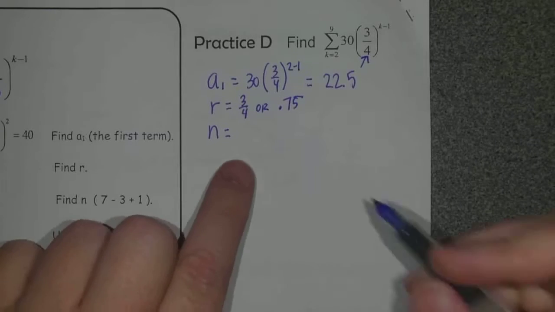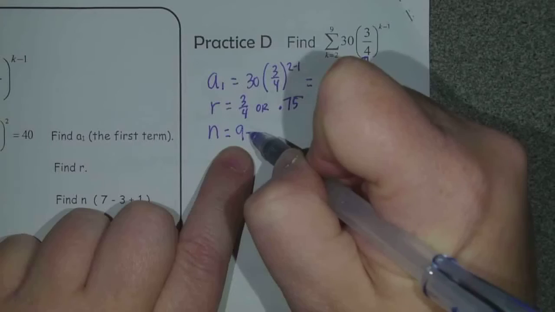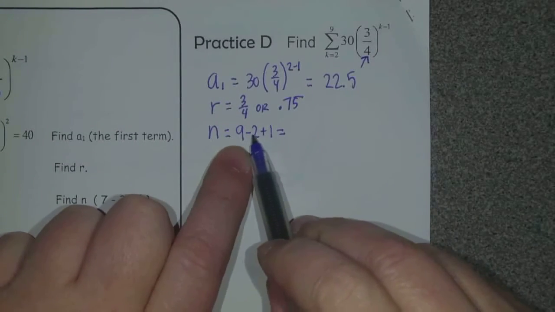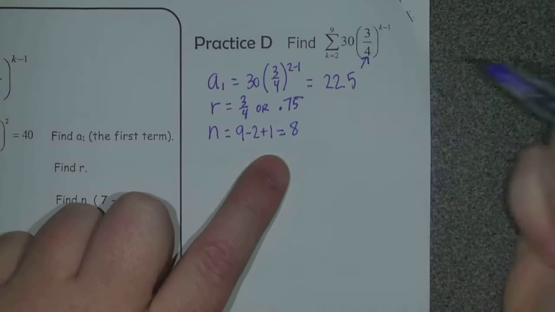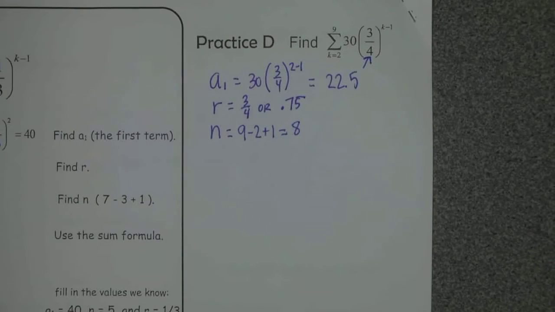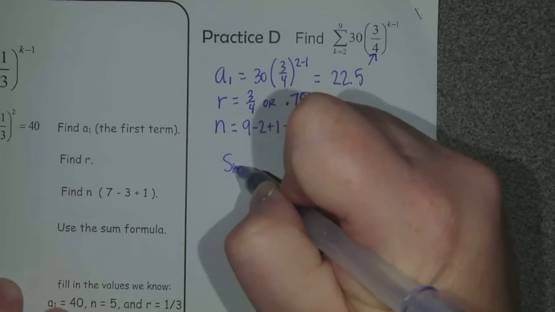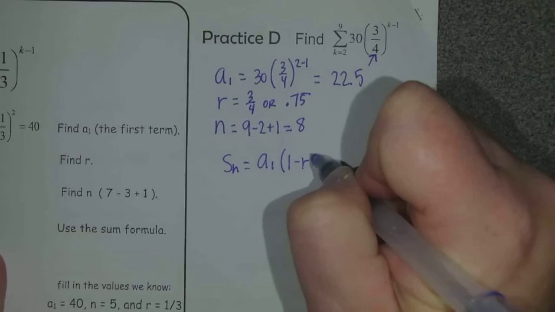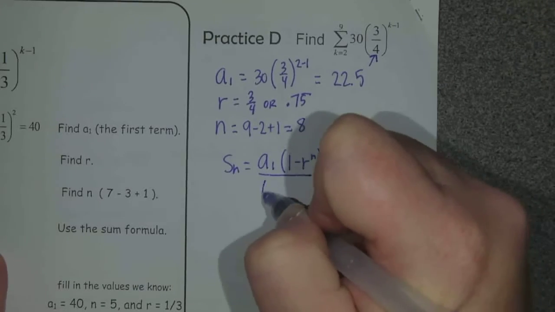And then the number of terms would be 9 minus 2 plus 1. So 7 plus 1 is 8. So I'm using 8 for my number of terms. Again, I'm just going to write down that formula so we can plug our stuff into it in the right spots.